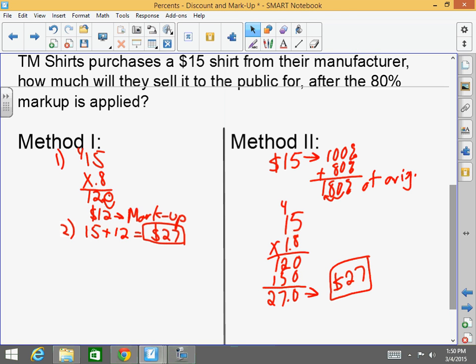So the good news about percent and discounts and markups, it's the same method for both, except discounts you subtract, markups you add.